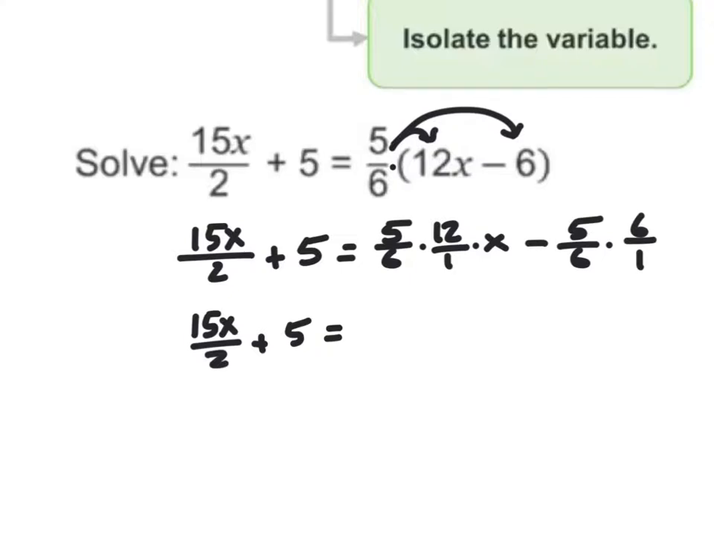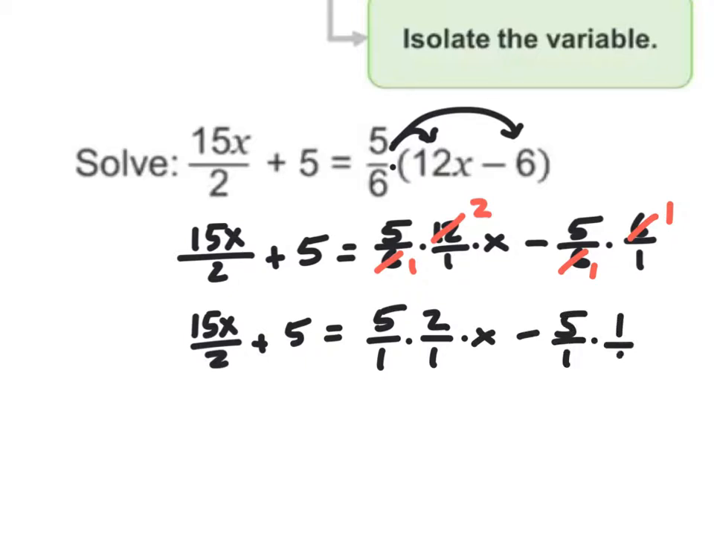However, what I could do instead is look and say that if I take 12 and divide it by 6, then that divides out to 2 over 1. So I actually get rid of my fraction, and I end up getting 5 over 1 times 2 over 1 times x, okay? And the same thing happens over here. When I've got the 6 up here and the 6 down here, these 6's divide out to 1 over 1, okay? And so then I end up getting minus 5 over 1 times 1 over 1, okay?